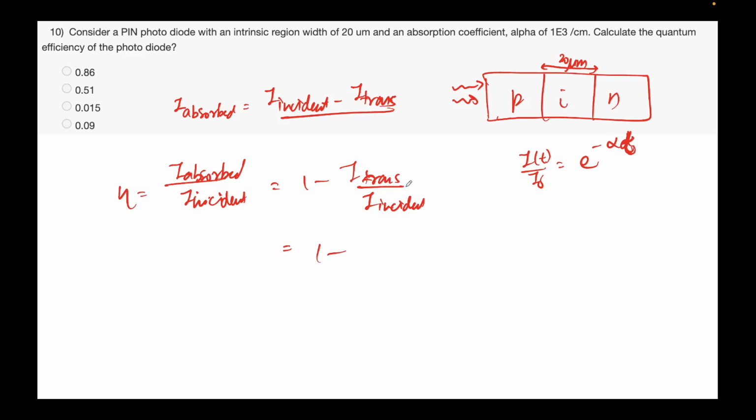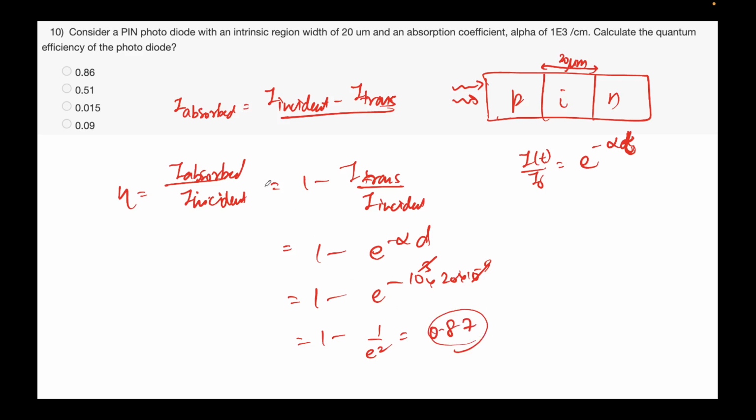So I can write 1 minus, and transmitted by incident is given by e to the power minus alpha times d. Absorption coefficient is 10 to the power 3 centimeter inverse, and d is given as 20 microns. So you have to convert it into centimeters. So this will be 20 into 10 to the power minus 4. This all gets cancelled. So 1 minus 1 over e squared, so 1 minus e to the power minus 2, that's coming out to be 0.87. Okay, so this is the final answer.